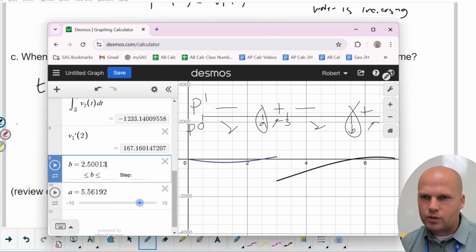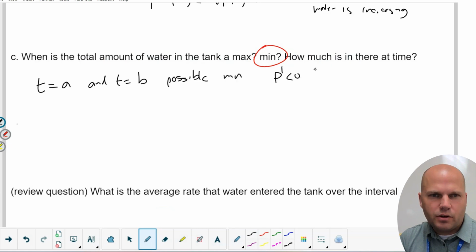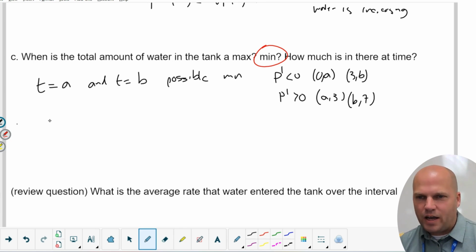And I would write down the numbers, but I'm not going to do that. T equals A and T equals B are our possible mins, because P prime is negative from 0 to A, from 3 to B. P prime is positive from A to 3 and from B to 7. That shows me what my possible values are.